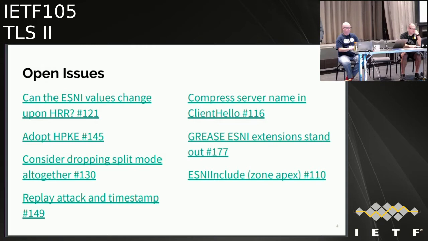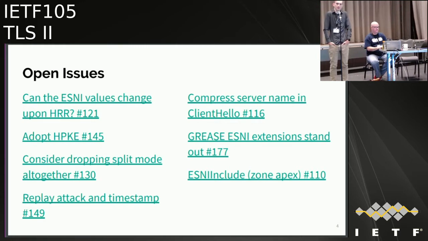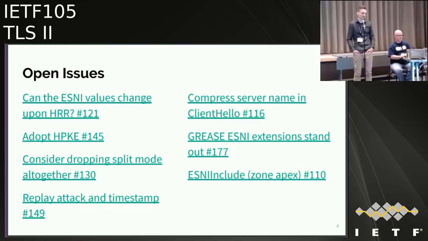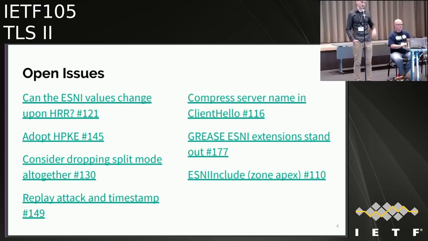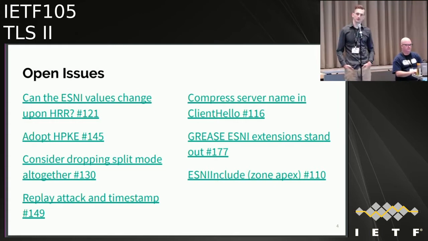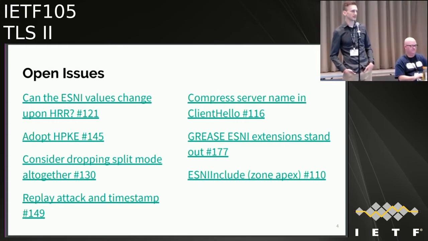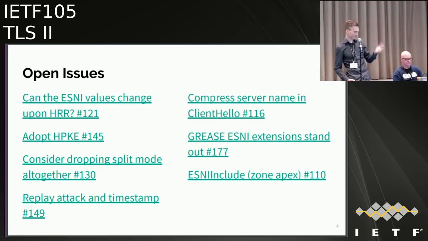So there are several open issues. The ones on the left are the ones I'm going to try to talk about today. These require some discussion and potentially some non-trivial changes to get right. The ones on the right are also open and just require more engagement from the folks here to come to closure, in particular compressing the server name in the ClientHello, whether or not that's something we want to do. There's not been much activity on that issue. The GREASE ESNI extensions was the issue I was referring to earlier from David Benjamin, and then there's the ESNI include the DNS zone apex problem. Patrick has a PR that needs to be updated to address it, and potentially we can do that at some point, or we just do the HTTPS service record thing.